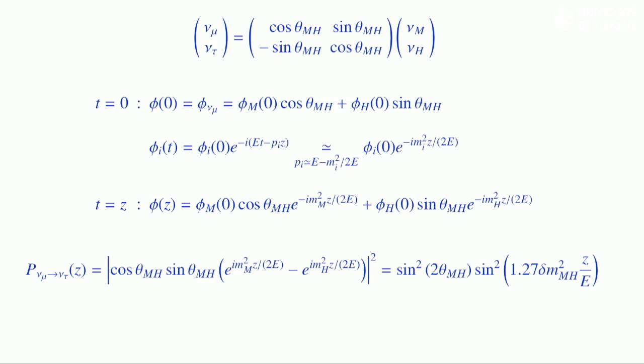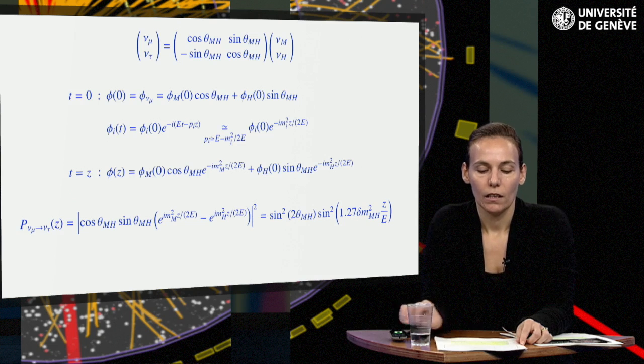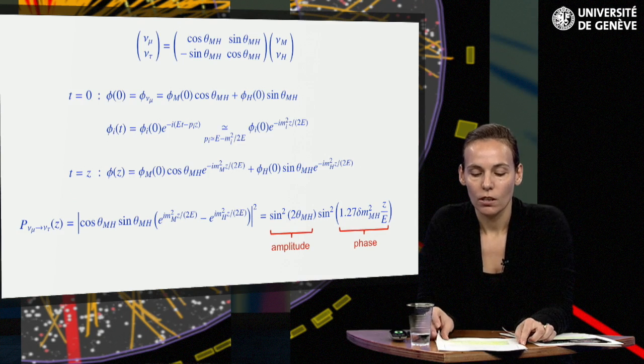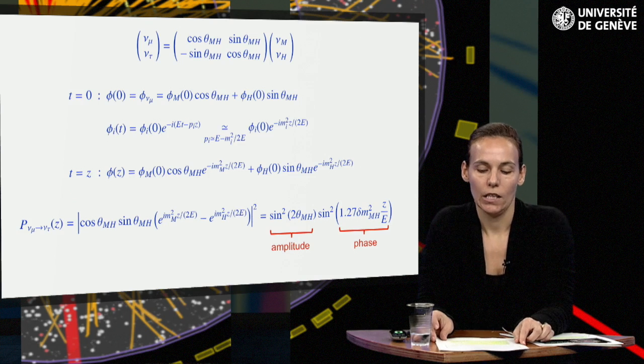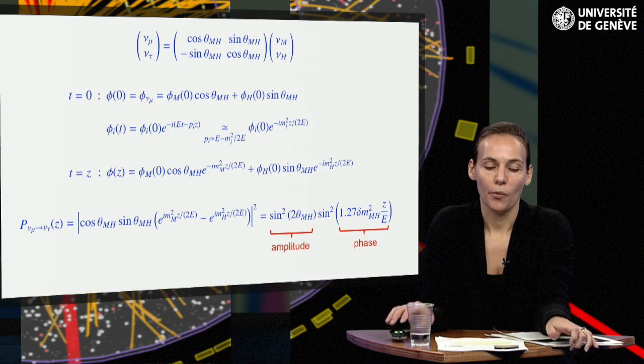The factor 1.27 takes into account the constants as well as the conversion of units, such that we can put delta m squared, which is equal to mh squared minus mm squared, in electron volt squared, E in GeV, and Z in kilometers. The two factors in the equation correspond to the amplitude and phase of an oscillation. By choosing a distance Z, which is of the same order of magnitude as delta m squared over 4E, one can thus make a part of the nu mu disappear and convert into a nu tau.